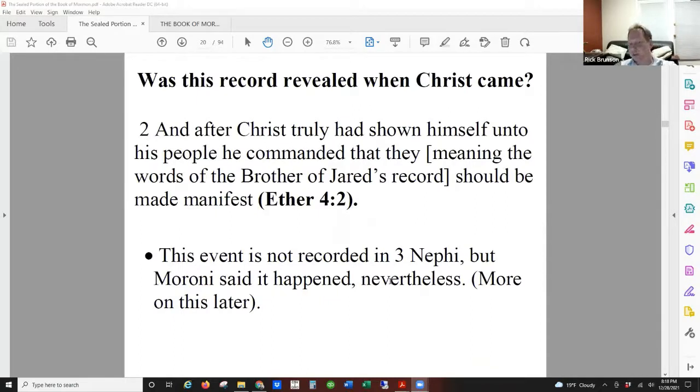So was this record revealed when Christ came? Well, according to Moroni, Ether 4, he says, and after Christ truly had shown himself unto his people, meaning the Nephites, he commanded that they, meaning the words of the brother of Jared's record, should be made manifest. So that did happen. It was revealed when Christ came, but this event is not recorded in 3rd Nephi. But Moroni says it happened nevertheless, right there, Ether 4:2. It happened. It came forth. Christ came, and he commanded that the brother of Jared's record should be made manifest. So we'll talk more about that later.